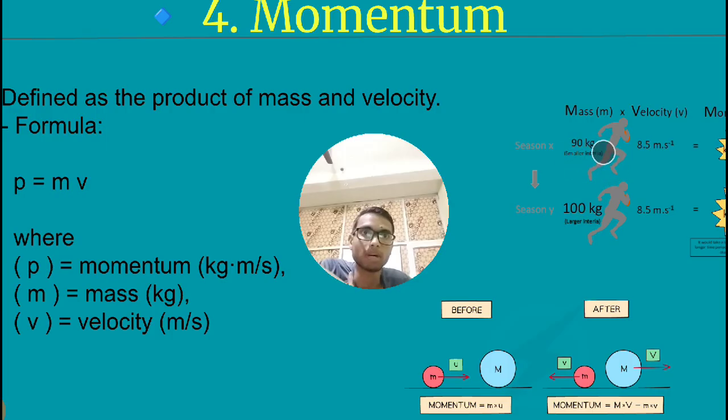So here, mass multiplied by velocity will provide momentum. Same here. The mass of this object is 100 kg and it is moving with this much velocity. And when we multiply this, then we will get momentum.